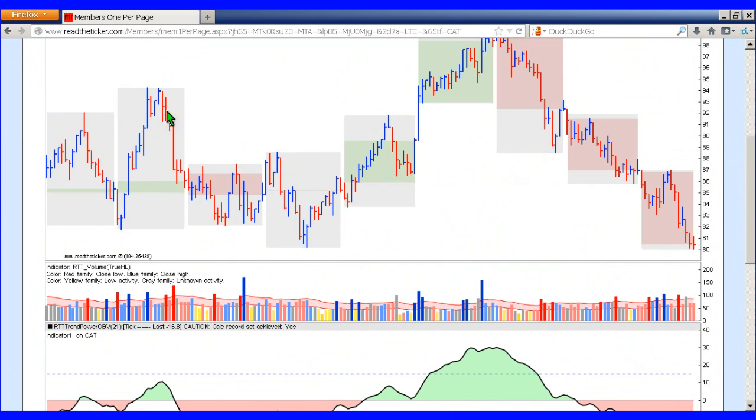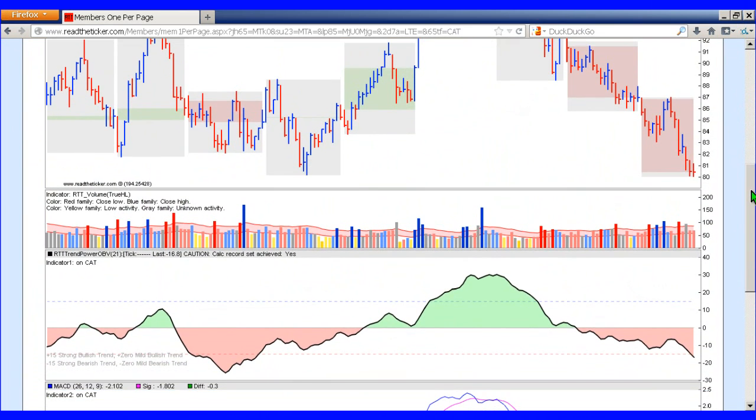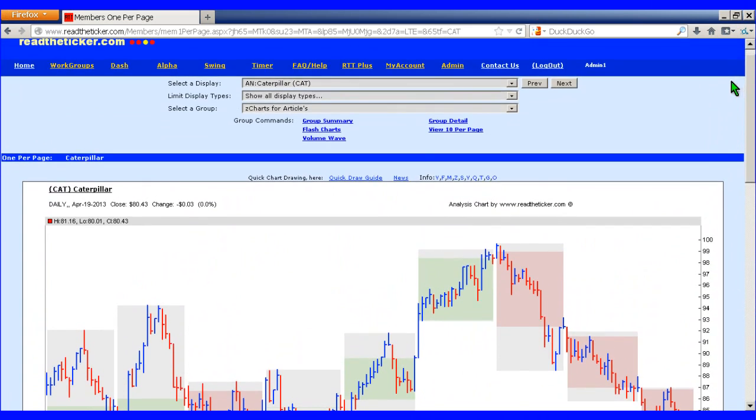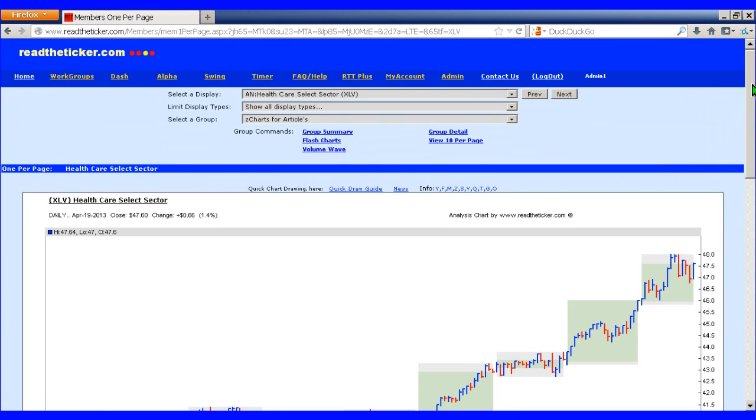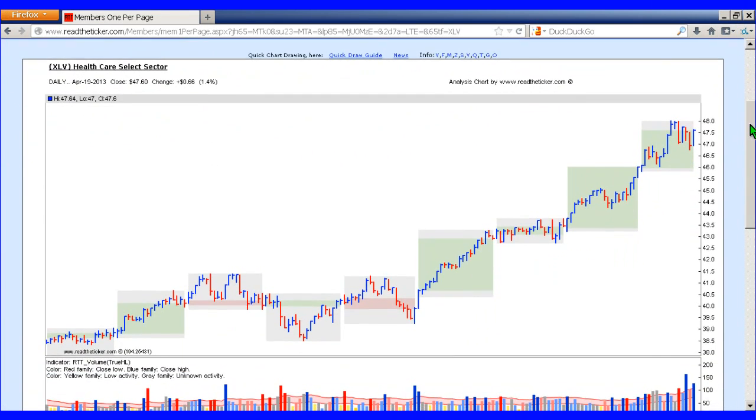So here we can interpret price moves with volume behind them, both up and down, to find the true price action. If we go to another one, we'll look at the Health Sector XLV, Spider Health.